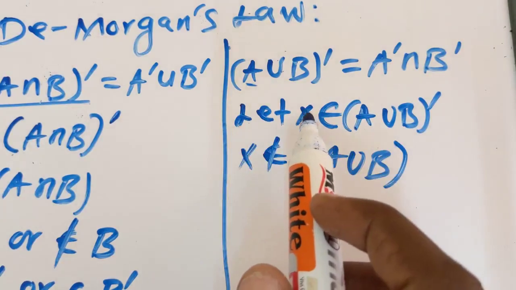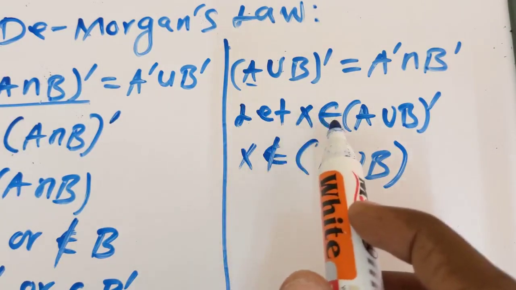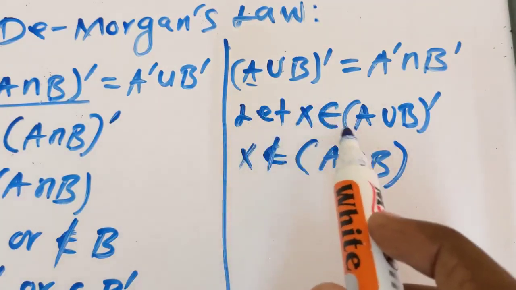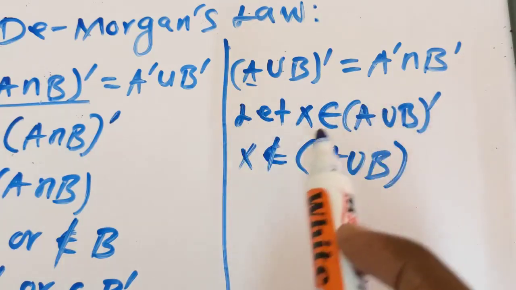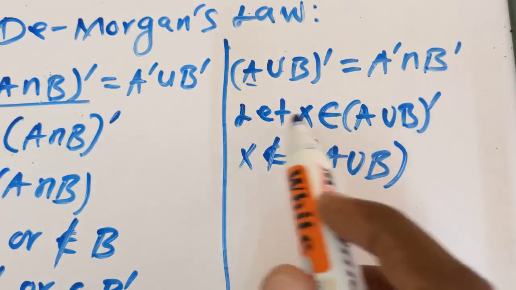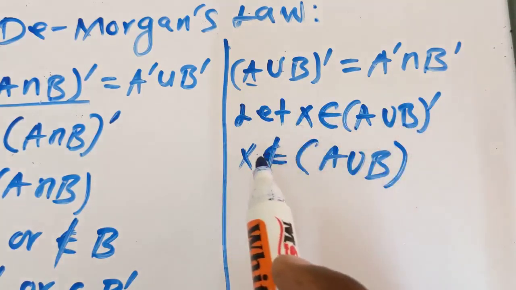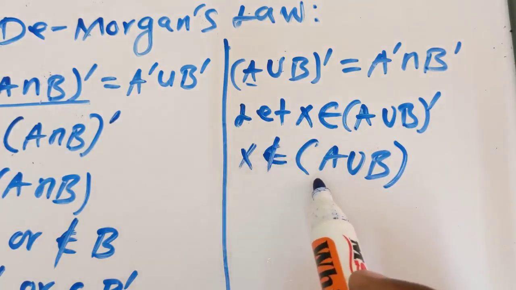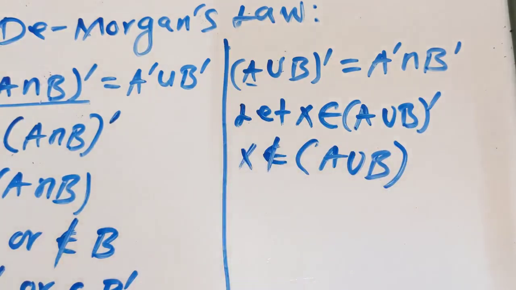So I've said x is this part. So you let x be a member of that, and now you explain this statement. This statement means that x is not a member of A ∪ B. There is no complement here. If it were a member, we would have put what? Complement there to show that it is a member. But it is not a member.